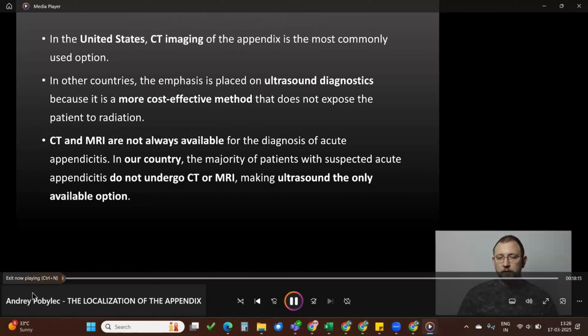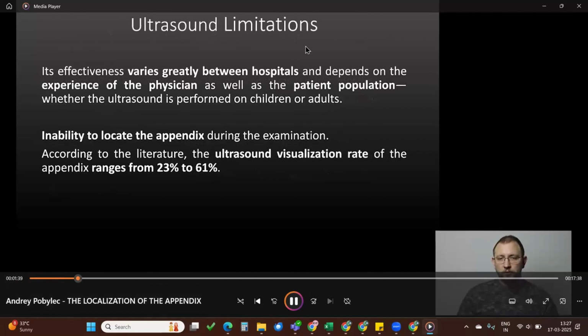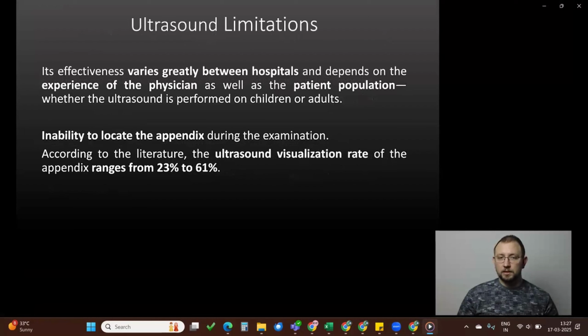In the United States, CT imaging of the appendix is the most commonly used technique. In other countries, the emphasis is placed on ultrasound diagnostics because it's a more cost-effective method that does not expose the patient to radiation. In our country, the majority of patients with suspected acute appendicitis don't undergo CT or MRI, making ultrasound the only available option. However, ultrasound has significant limitations.